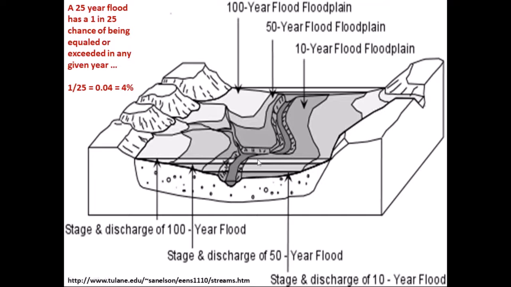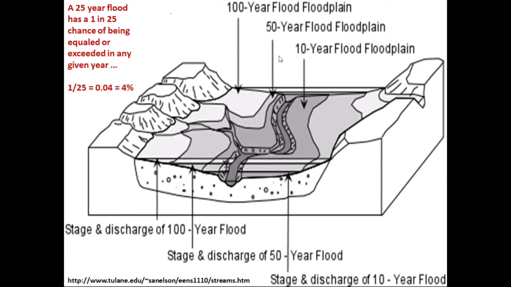So when we talk about 50-year floods or 100-year floods, here's how that's calculated. Up in the upper left is an example. So for example, a 25-year flood simply means that in any given year, there's a 1 in 25 chance that a flood of that magnitude will be equaled or exceeded. Okay, it's a 1 in 25 chance. So it's a 4% chance that in any given year you'll have a 25-year flood.